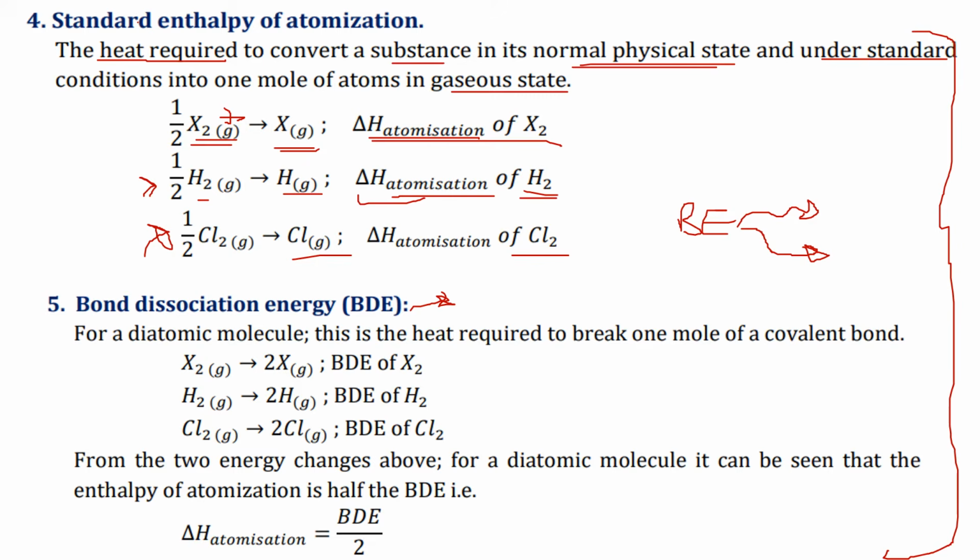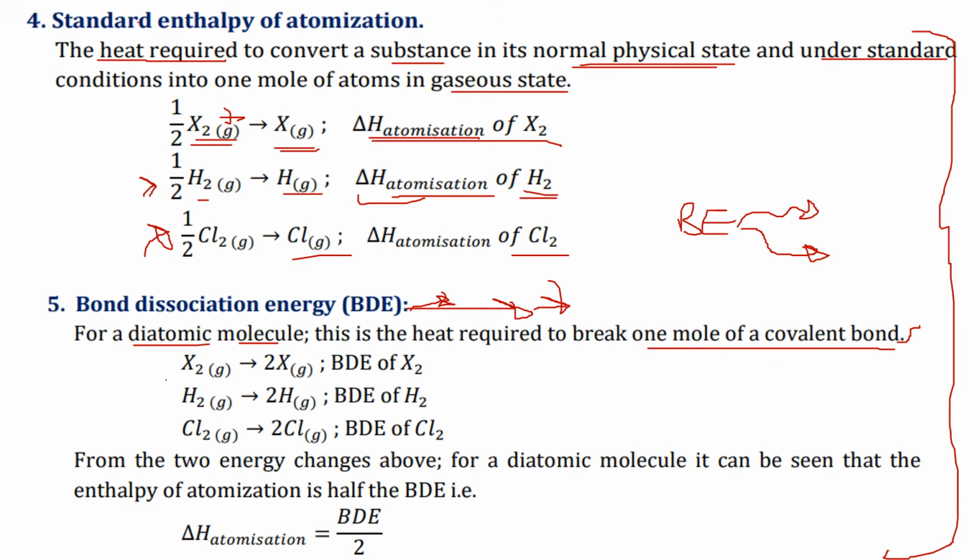But if it is specified as bond dissociation energy, this one is in terms of complete dissociation. For a diatomic molecule, this is the heat required to break 1 mole of a covalent bond into its constituent gaseous atoms. So you have to add that extension: heat required to break 1 mole of a covalent bond of a diatomic molecule into its constituent gaseous atoms.